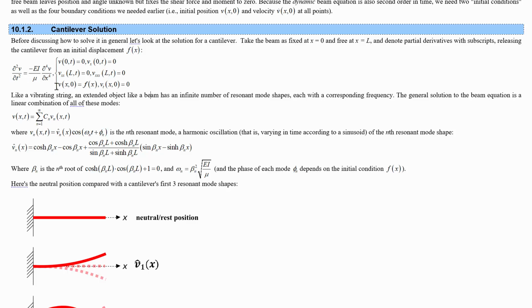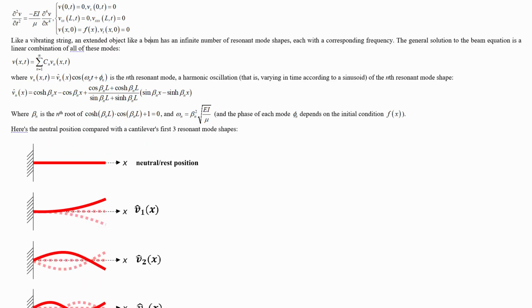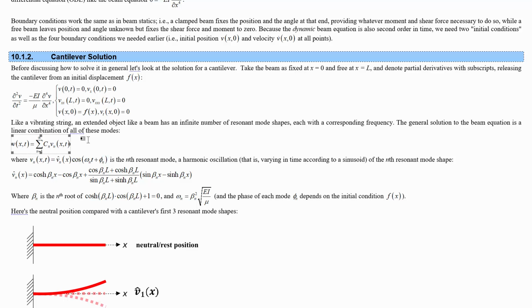So any solution to the cantilever position versus time can be expressed as a linear combination of its infinite resonant modes in time, each oscillating harmonically according to some cosine at a specific frequency that depends on which mode we're talking about. So we've got some cosine with some phase shift depending on how it was excited. And this is all going to be given one constant that depends on the initial conditions.